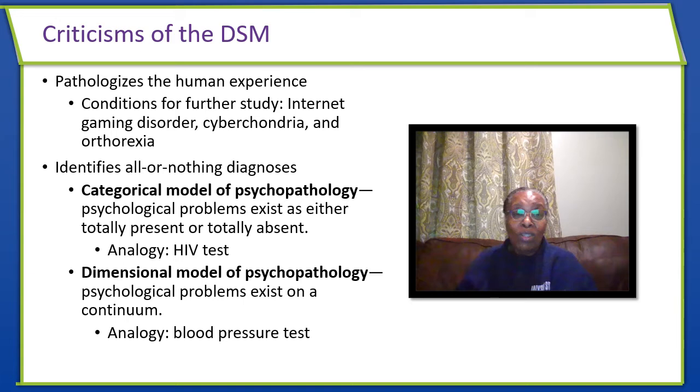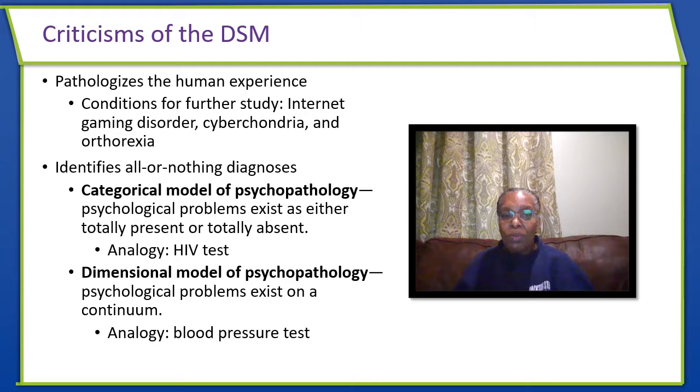It also looks at all or nothing type of diagnosis, which is a problem because it's a categorical model in terms of psychopathology. That psychological problem is going to exist either totally or it's not. It's an all or nothing shot with it. An example is the analogy that was provided for the HIV test. We've had people who had false positives who were told that they had HIV, but they didn't. And in thinking about it, if you received a false positive, you've been classified to have HIV. All or nothing. That's what they're meaning.